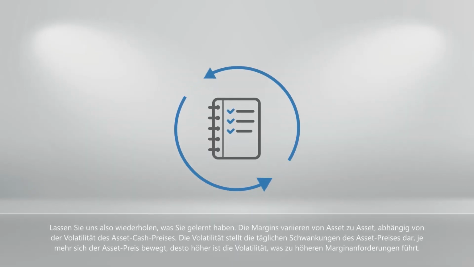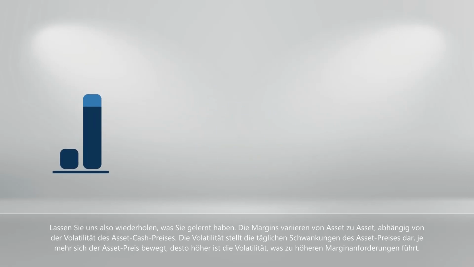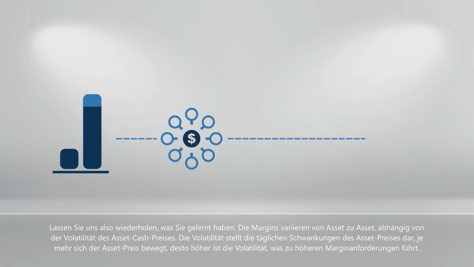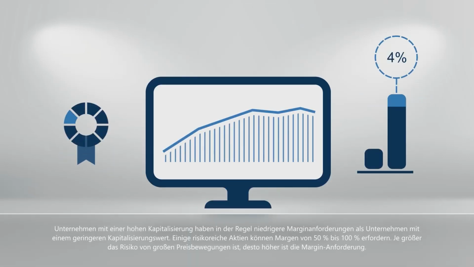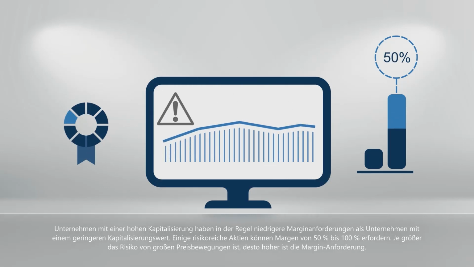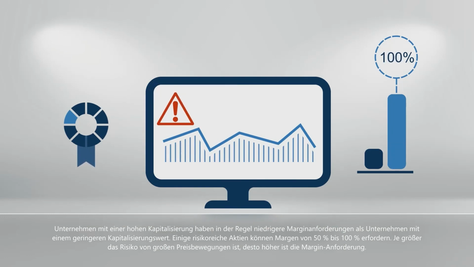So let's review what you've learned. Margins will vary from asset to asset depending on the volatility of the asset cash price. Volatility represents the day-to-day fluctuations in the asset's price. The more the asset price moves, the higher the volatility, leading to higher margins. Companies with high capitalizations typically have lower margin requirements than those companies with smaller capitalization value. Some high-risk stocks can attract margins as high as 50 to 100%. The greater the risk of large price movements, the higher the margin requirement will be.